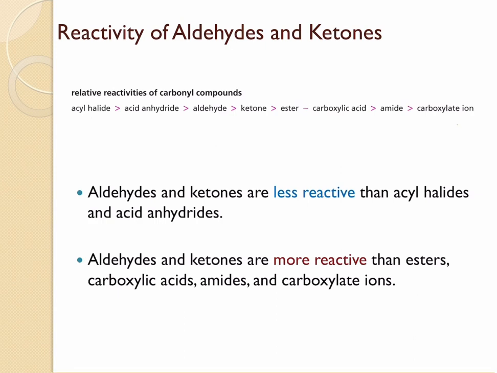Here is the relative reactivities of the different carbonyl compounds, and we have talked about acyl halides, acid anhydrides, ester, carboxylic acid, amides, and carboxylate ion before in the chapter carboxylic acid derivatives. Now we have included aldehydes and ketones. Aldehydes and ketones are in general more reactive than ester, carboxylic acid, amides, and carboxylate ion, but they are less reactive than acyl halides and acid anhydrides.